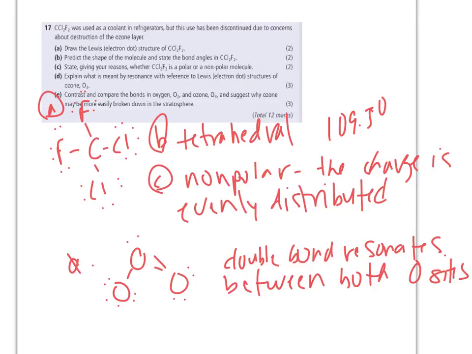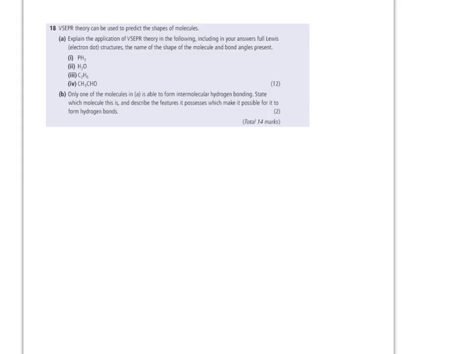And then E says, contrast and compare the bonds in O2 and O3 and suggest why ozone may be more easily broken down in the stratosphere. So O2 is going to be a double bond like so. And because this is a true double bond, this is going to be a shorter and stronger bond and harder to break, where this is going to be a slightly longer and weaker bond in the ozone, making it more susceptible to breaking down with high energy UV light hitting it.